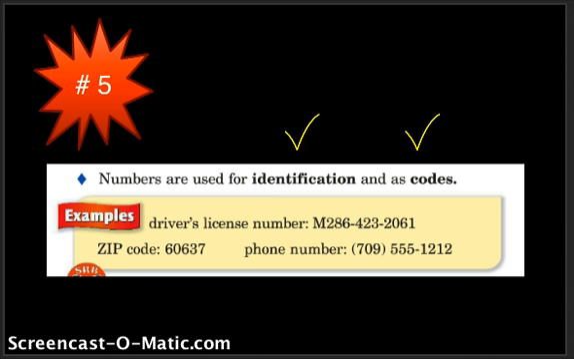Also, all of you are familiar with your zip code at your home mailing address. So there's an example where the zip code is 60637, and this helps to identify exactly what part of a particular city that you live in. And then, of course, your phone number or your parent's phone number, that number is identified to a particular phone, who it's assigned to a particular person.